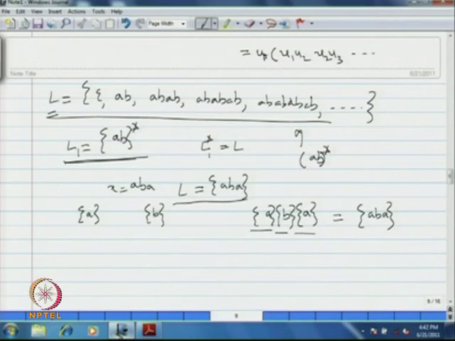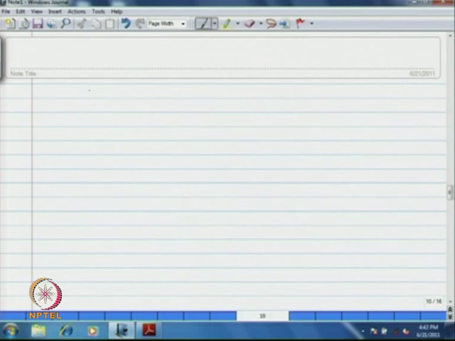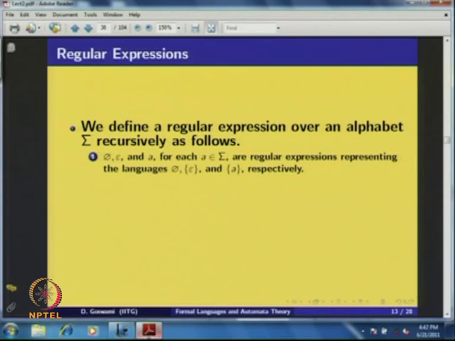That means, if we have phi, we say that it is a regular expression and this represents the language phi. If we have the regular expression epsilon, then this represents the language containing the singleton epsilon. And for every element a belonging to sigma, a is a regular expression and it denotes or represents the language containing a single string of length 1, which is a itself. So, this is the basis case for the definition of regular expressions.